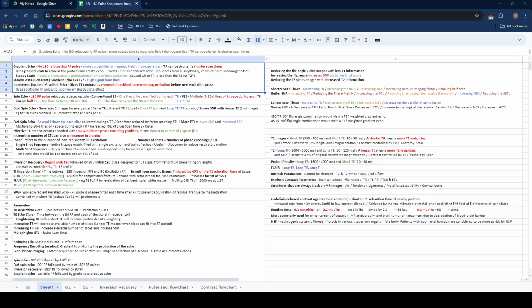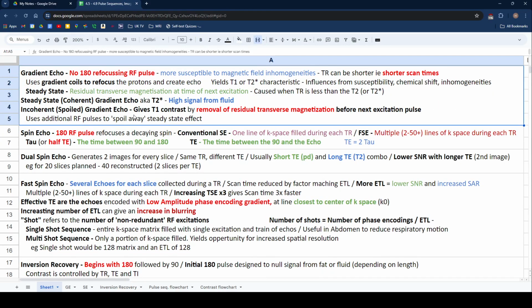Next will be pulse sequences and image weighting with contrast info. A gradient echo has no 180 refocusing RF pulse and is more susceptible to magnetic field inhomogeneities. Your TR can be shorter, i.e. shorter scan times. It uses gradient coils to refocus the protons and create an echo. Gives T1 or T2 star characteristics, but there are influences from susceptibility, chemical artifacts, and inhomogeneities.